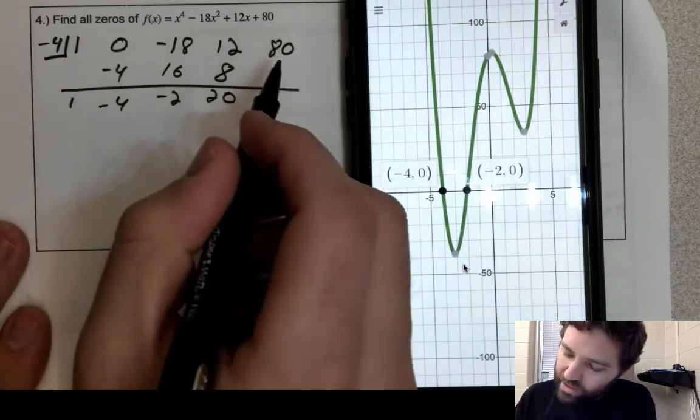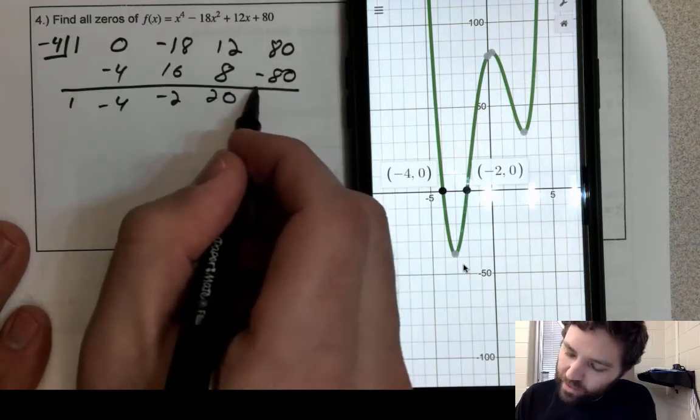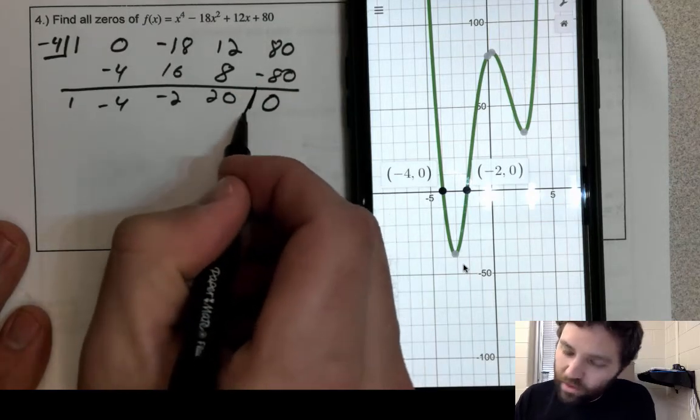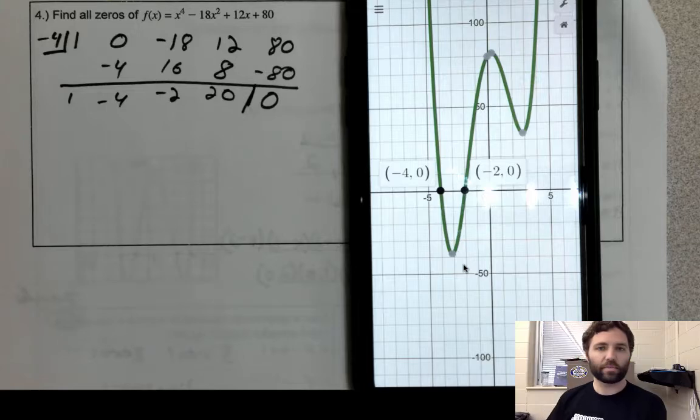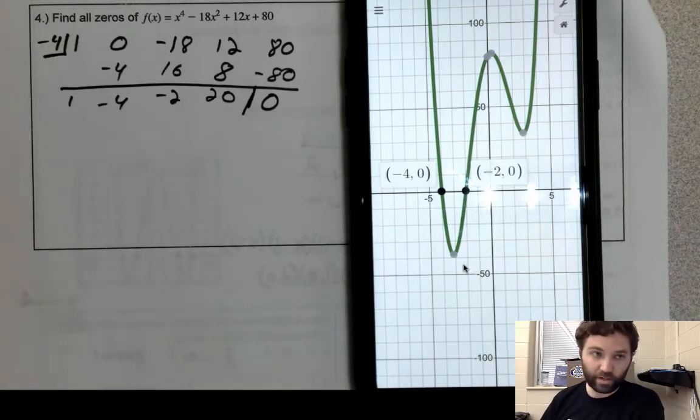-4 times 20 is -80. Add those up, you get 0. If you didn't get 0, then you did something wrong. Go back and try again. Okay, because it is a 0 of the graph, so you should get 0 for your remainder.